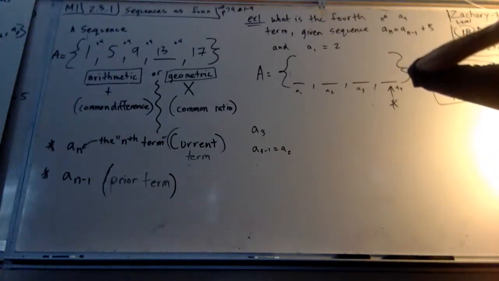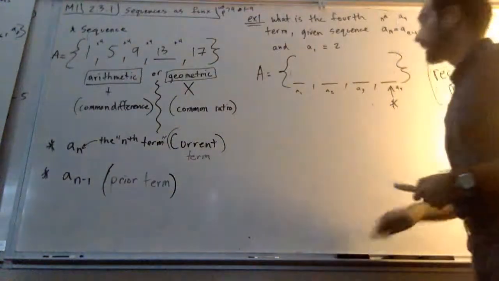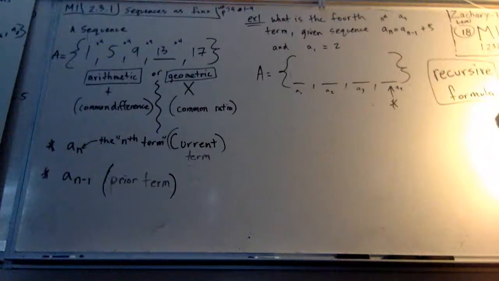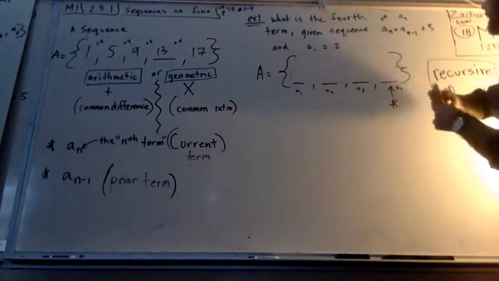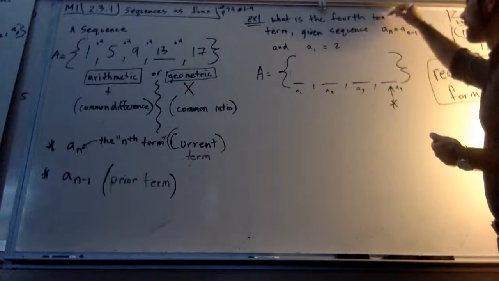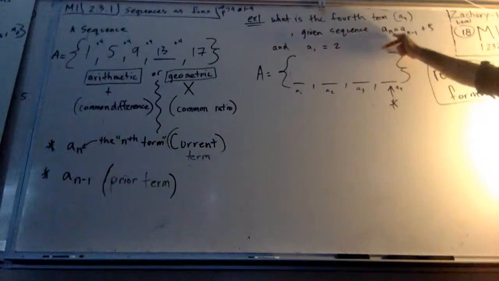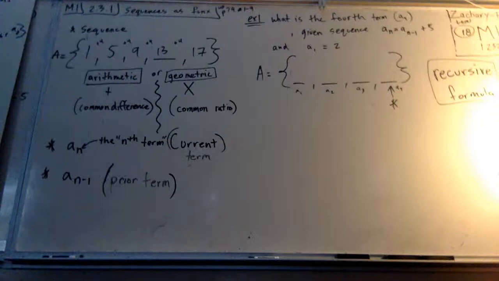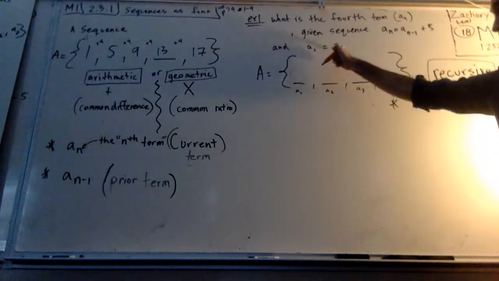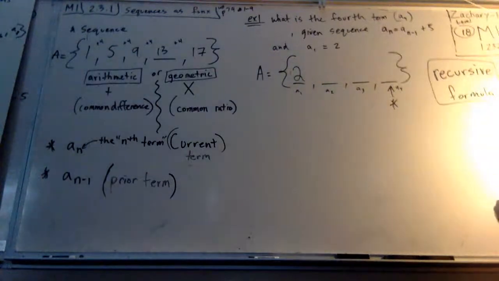All right. After we do the examples, it's going to click. I really feel that. Here we go. What is the fourth term? We're just going to say the fourth term, A sub 4, given the sequence A sub n is equal to A sub n minus 1 plus 5. Okay, that looks confusing. And we know A sub 1 is 2. So what should I put here? 2. Good.